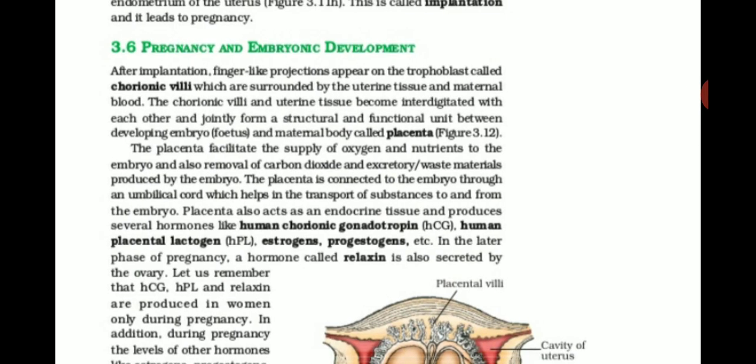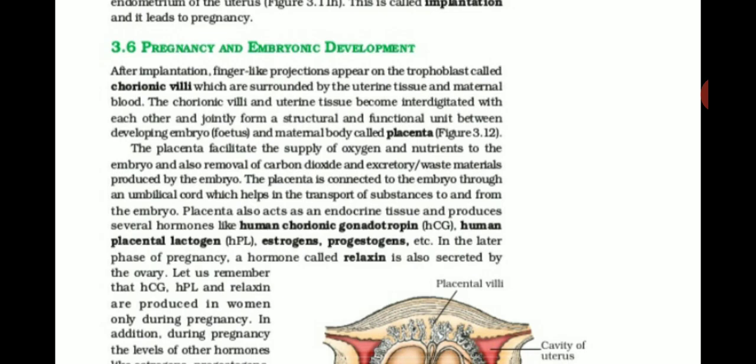Pregnancy and embryonic development. After implantation, finger-like projections appear on the trophoblast called chorionic villi, which are surrounded by the uterine tissue and maternal blood. The chorionic villi and uterine tissue become integrated with each other and jointly form a structural and functional unit between the developing embryo and maternal body called placenta.